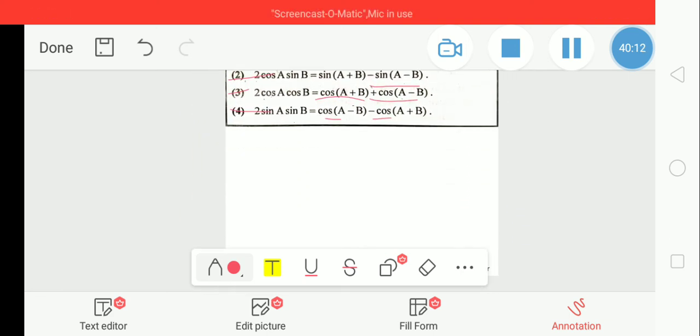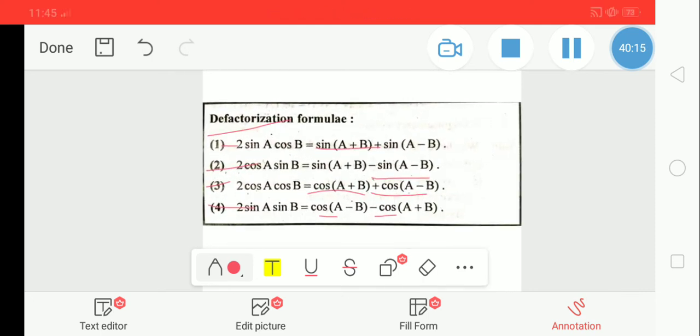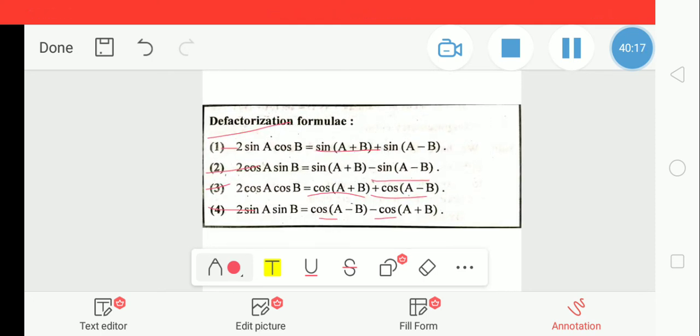Now unit 2 is completed. In the next lecture we will start unit 3.